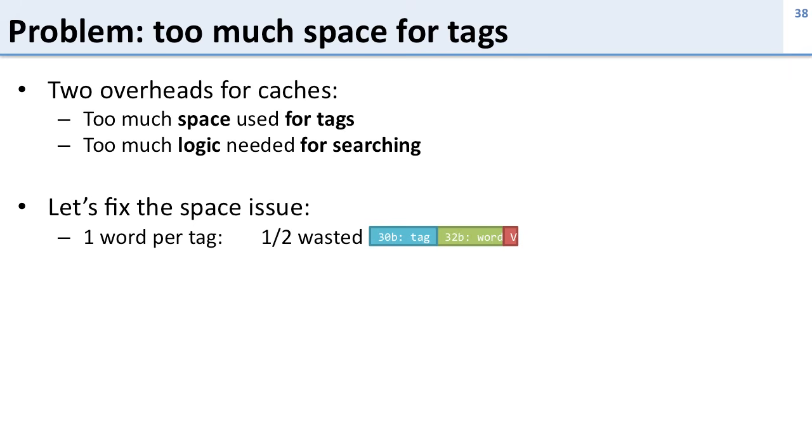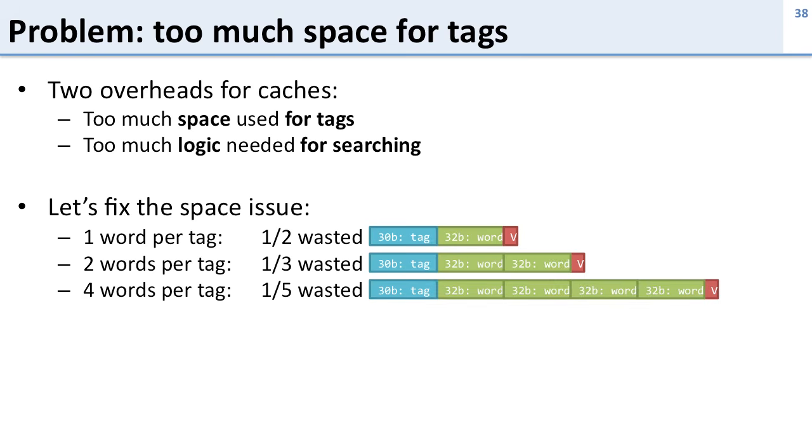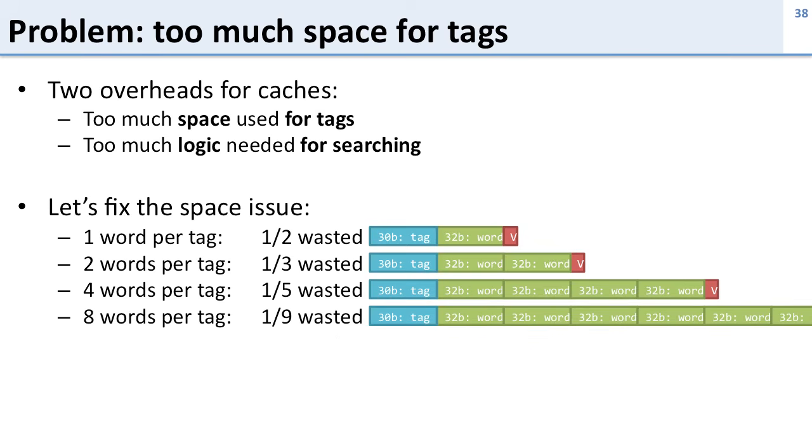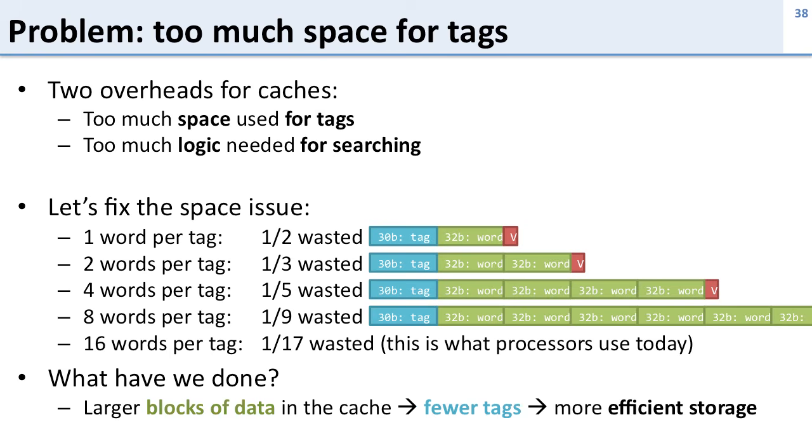If we have 1 word per tag, we waste 1/2 of the cache. Well, if 1 word wastes 1/2, how about 2 words per tag? With 2 words per tag, we waste just 1/3 of the cache. Okay, let's try more. With 4 words per tag, we waste 1/5. With 8 words per tag, we waste 1/9. All the way up to 16 words per tag, we only waste 1/17. And this is what processors do today.